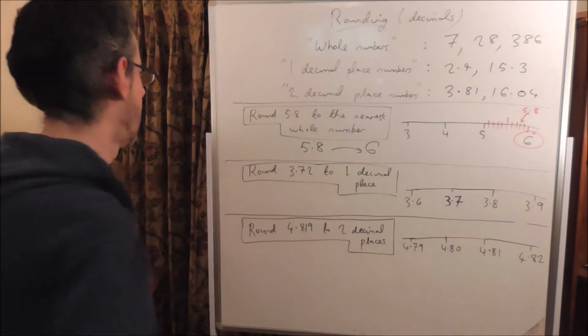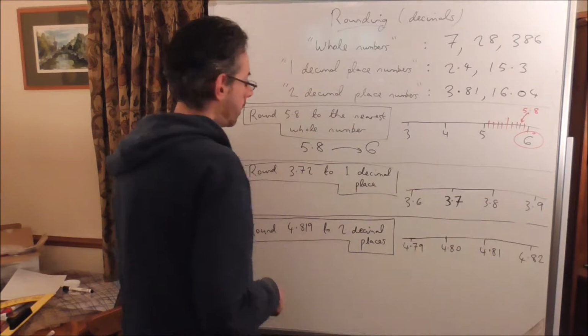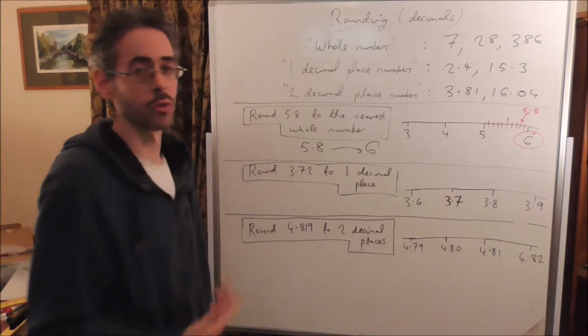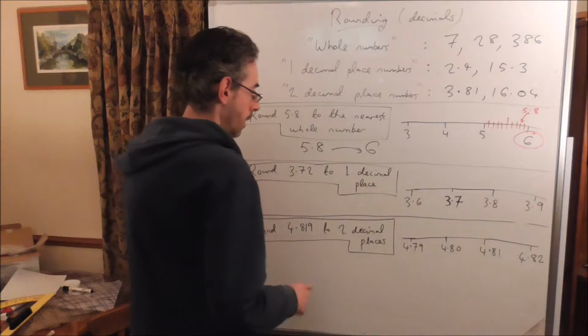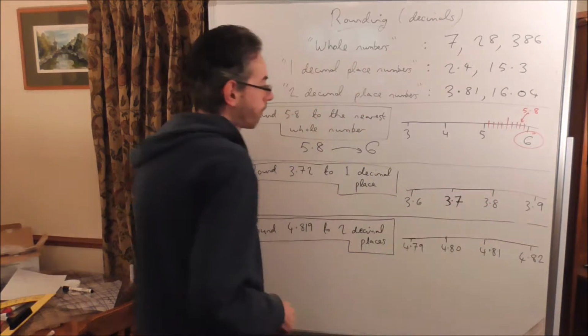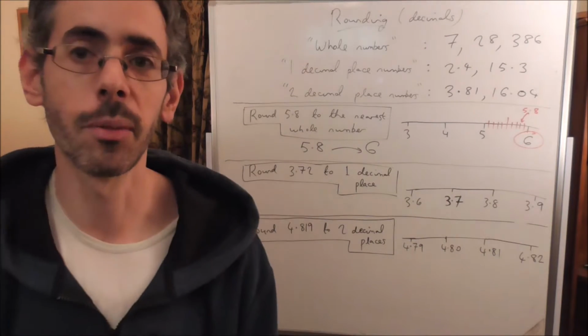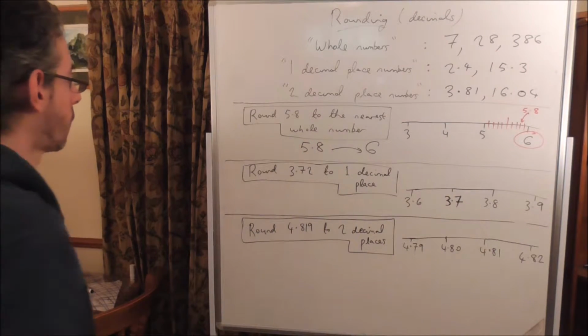Right, let's do the next question. It says round 3.72 to one decimal place. In other words, find the one decimal place number that 3.72 is closest to. We've got some one decimal place numbers here. So which one do you think 3.72 is closest to? Have a think about that. I am going to put 3.72 on the number line.